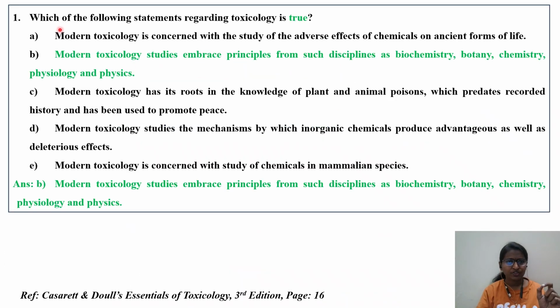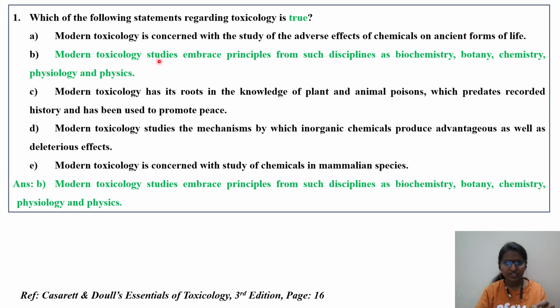The question is, which of the following statements regarding toxicology is true? What you need to know is the basic definition of modern toxicology, which is directly given in the textbook. Let's see the options. Modern toxicology is concerned with the study of adverse effects of chemicals on ancient form of life. Ancient form of life is not right, so option A is wrong.